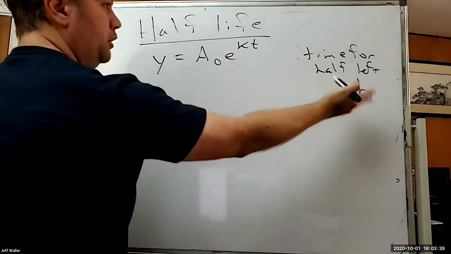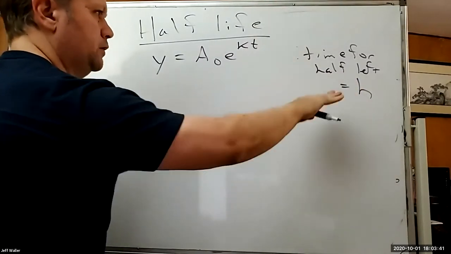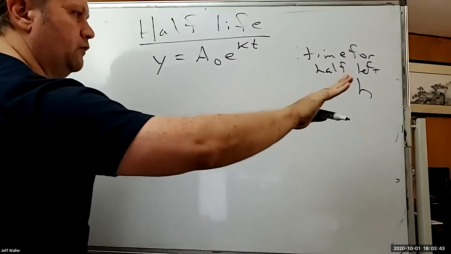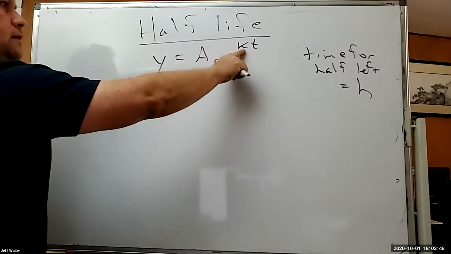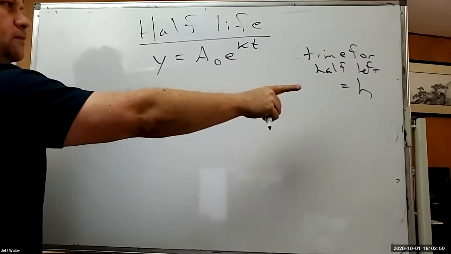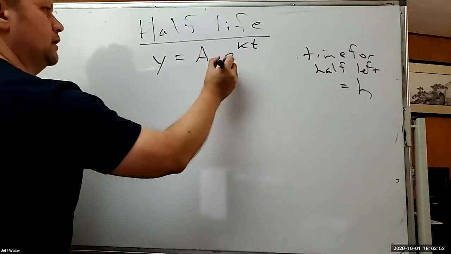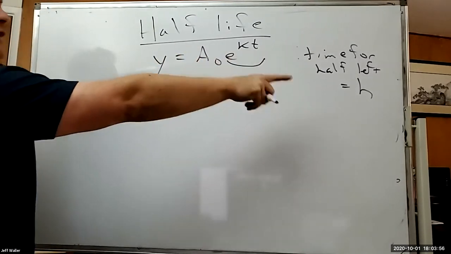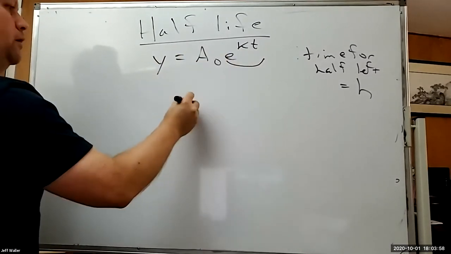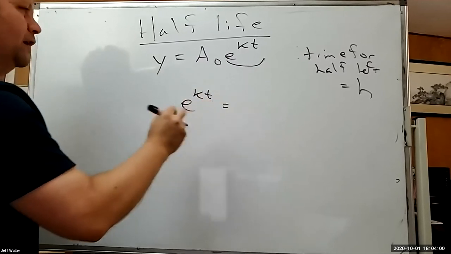I could have made a specific number, but this time I just want to prove it from the beginning. So I want to solve for what K is, given that information. If half of it is supposed to be left after that much time, what is this going to equal?